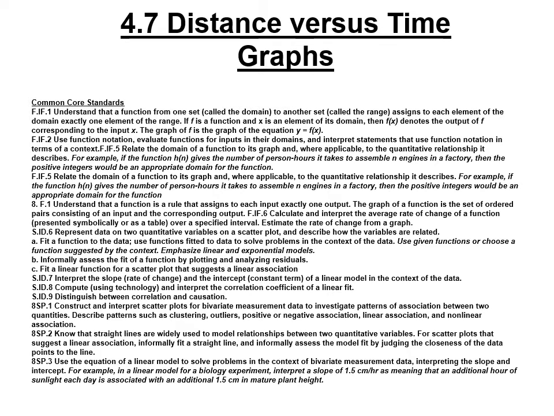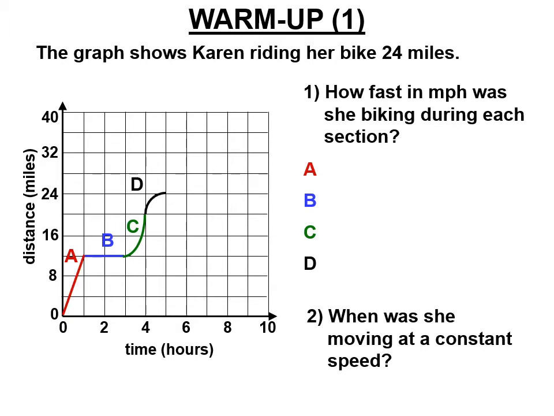All right, so welcome to 4.7. This is distance versus time graphs, and it's really day 2 of that. So let's review what we did in the last one. We found the speed of the vehicle. Mostly it was a car, but here we're doing a bike.